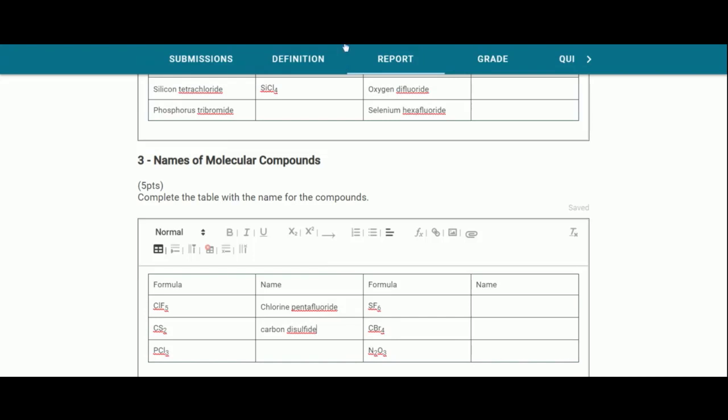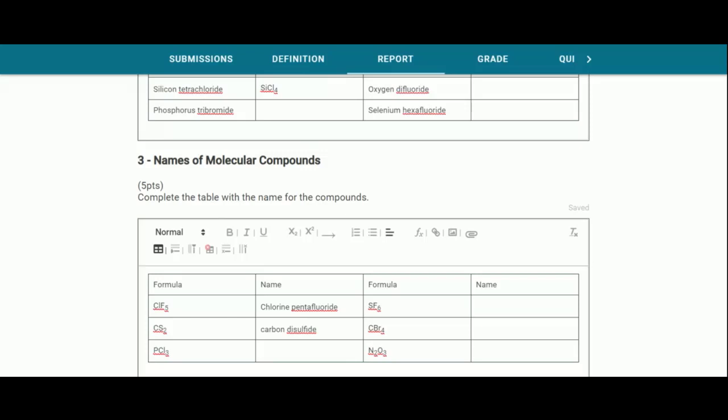If you need a list of the prefixes, you can look at this page. It has a list of those prefixes right here. Mono, di, tri, tetra, penta, etc. Carbon monoxide. The second element has 1, then you use mono. If the first element only has 1, you do not use mono. All the other prefixes are always used.